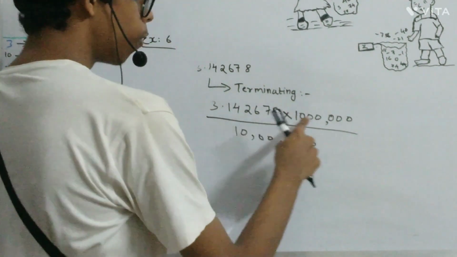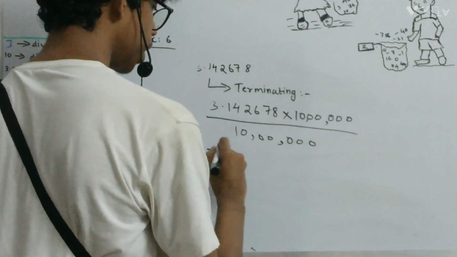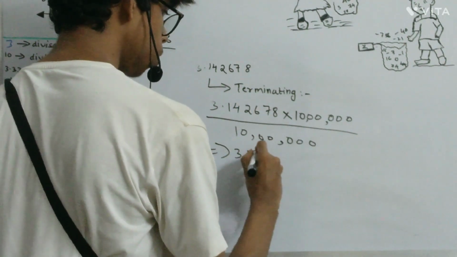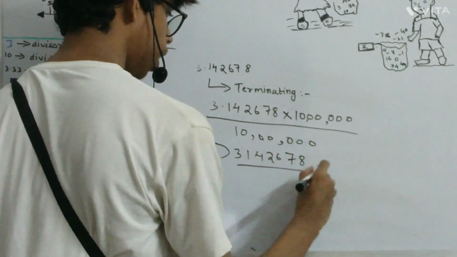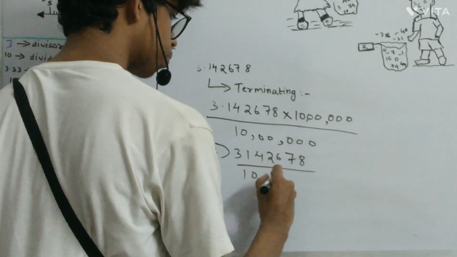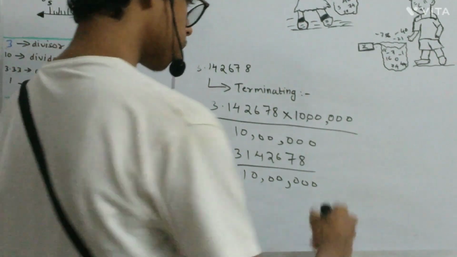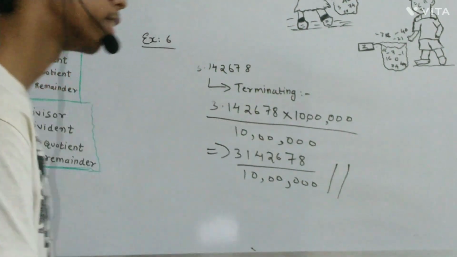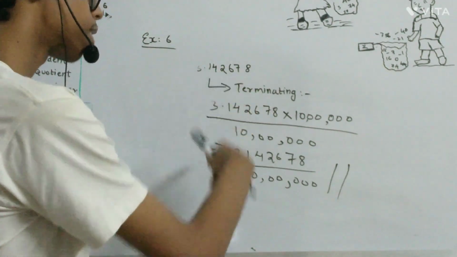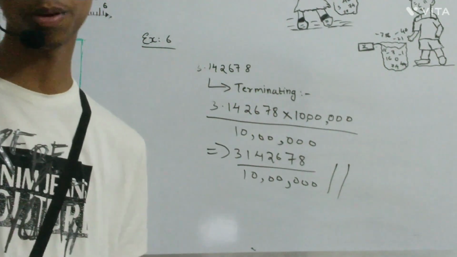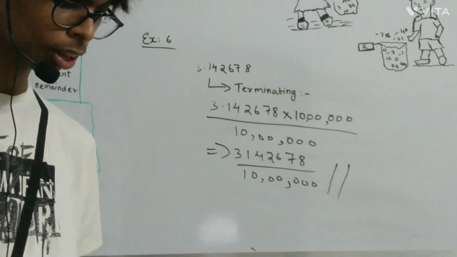So when I multiply it with 10 lakh, my point shifts away and I will be getting my answer as 3142678 divided by 10 lakh. Okay, so this is the answer I am getting over here. So we see that 3.142678 is written in the form of p by q. So definitely it is a rational number.